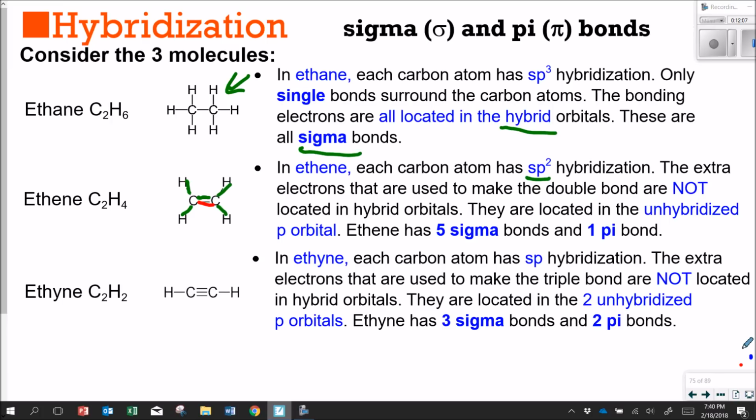In ethine, each carbon atom has sp hybridization, so the extra electrons that are used to make the triple bond, again, are not located in hybrid orbitals. They are located in the 2 unhybridized p orbitals. So ethine has 3 sigma bonds and 2 pi bonds. Let's see, we have 1, 2, 3 sigma bonds and 1, 2 pi bonds.